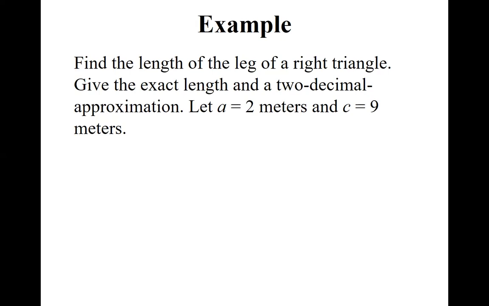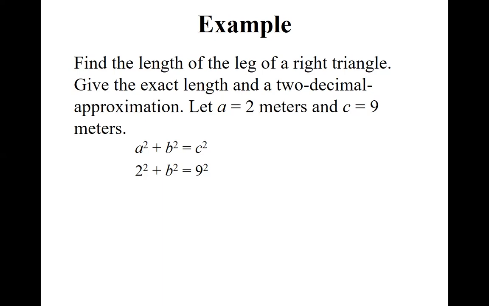Next example, find the length of the leg of a right triangle. Give the exact length and a 2 decimal approximation. Let a equal 2 meters and c equal 9 meters. So 9 meters is the hypotenuse, and 2 meters is one of the legs. We're looking for the length of the other leg. So let a be 2 again, and let c be 9.